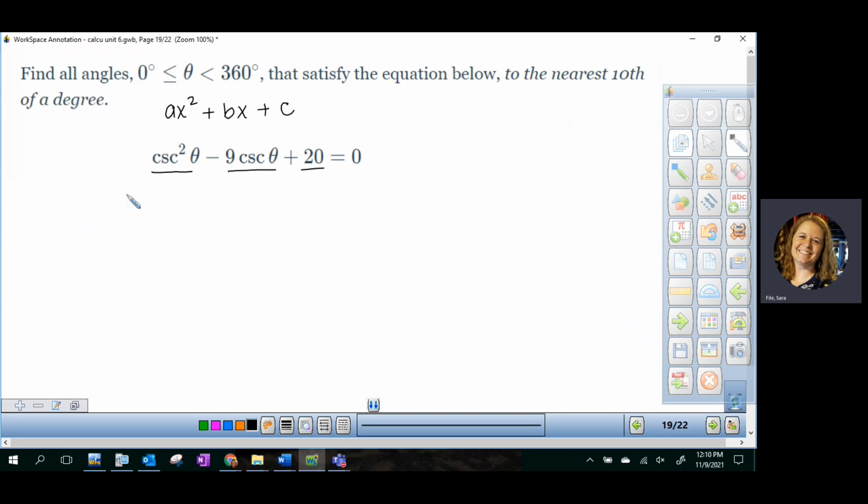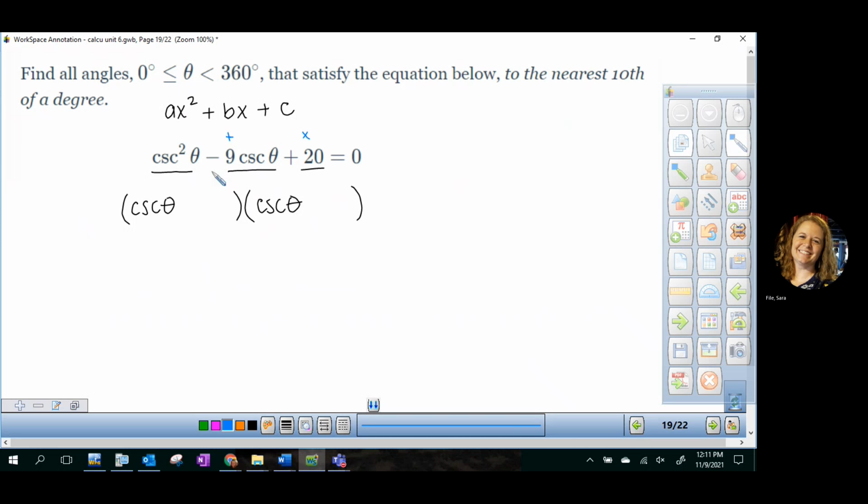I typically just do guess and check because I think that's easiest. I don't have to go through a whole long method because I know the only factors of cosecant squared are cosecant times cosecant. So then I just have to worry about the factors of 20. So what multiplies to 20 but adds to -9? And I don't have to worry about the outer getting multiplied with the inner because those are both understood 1s there. So what multiplies to 20 and adds to -9?